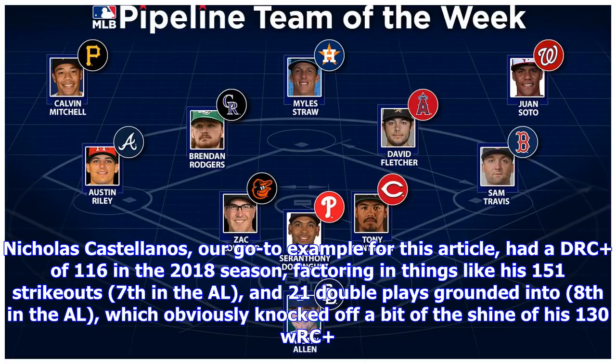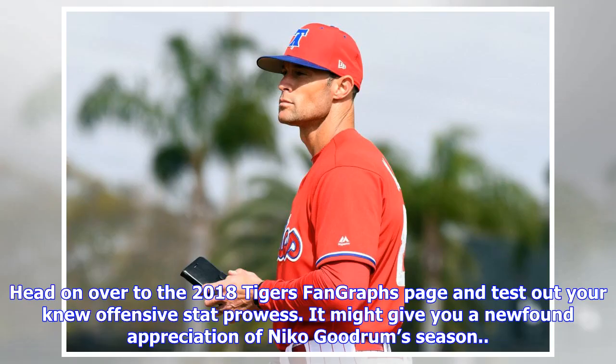Nicholas Castellanos, our go-to example for this article, had a DRC+ of 116 in the 2018 season, factoring in things like his 151 strikeouts, 7th in the AL, and 21 double plays grounded into, 8th in the AL, which obviously knocked off a bit of the shine of his 130 wRC+. Head on over to the 2018 Tigers FanGraphs page and test out your new offensive stat prowess. It might give you a newfound appreciation of Niko Goodrum's season.